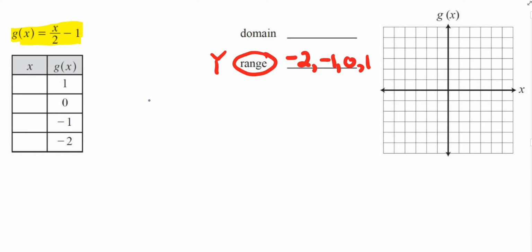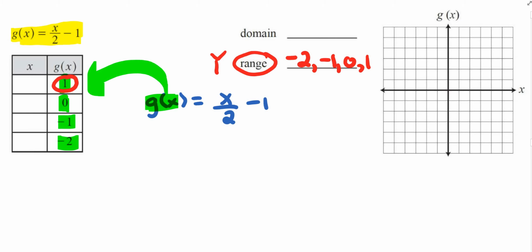After that, let me start off by rewriting the original problem here. g of x equals x over 2 minus 1. Now we're given the g of x values, like negative 1, 0, negative 1, and negative 2. So what you're doing now is g of x is 1. This g of x is going to be replaced with that 1, so 1 would be on the left-hand side.